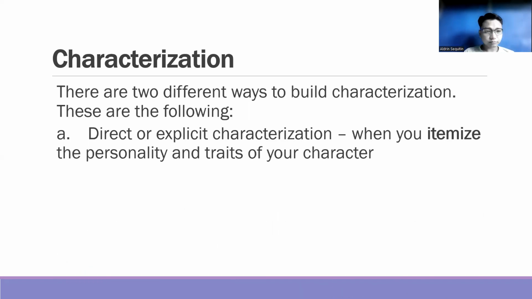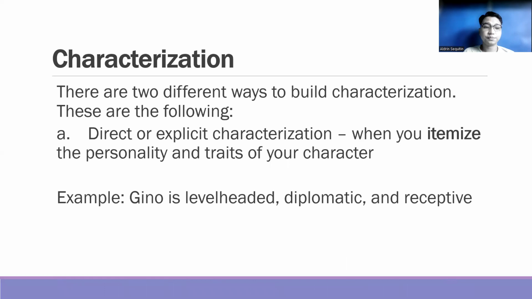Okay? So in doing characterization, we may do it in two ways. The first one is direct or explicit characterization. In this kind of characterization, we enumerate or itemize the personality or the traits of our character. We directly mention it in the text. So for example, in this excerpt, Gino is level-headed, diplomatic, and receptive. Those are the characteristics of Gino. It is directly stated in the text. So that's direct or explicit characterization.